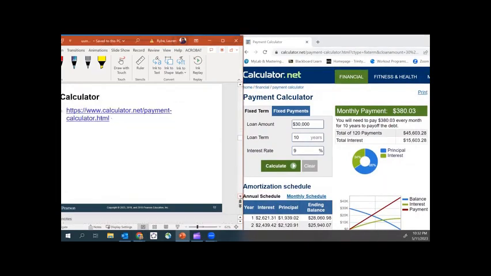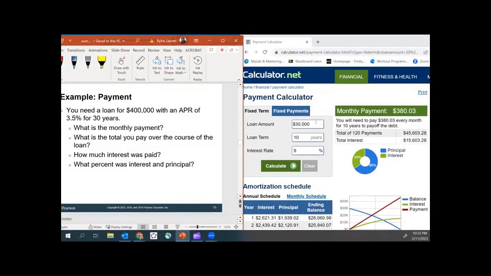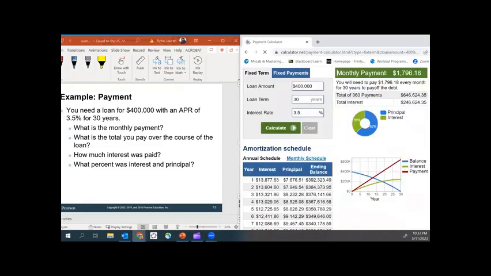So if we want to do two more examples here, if we need a loan for $400,000, type that in, $400,000. And it's 3.5% for 30 years. So 30 years, 3.5%. It wants to know what is the monthly payment. Well, we can see that right up here. Monthly payment is $1,796.18. Total you pay over the loan is this next number here, total in the payments.